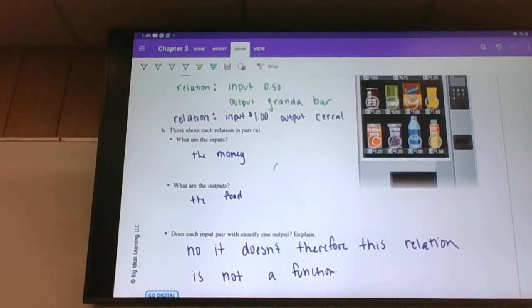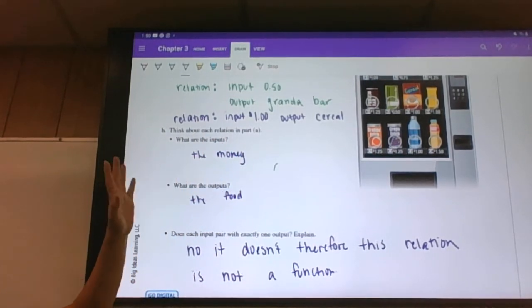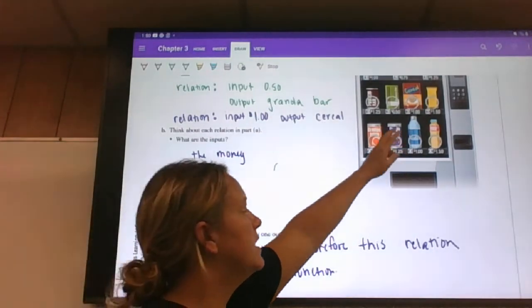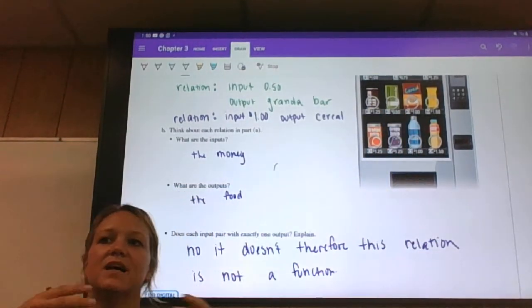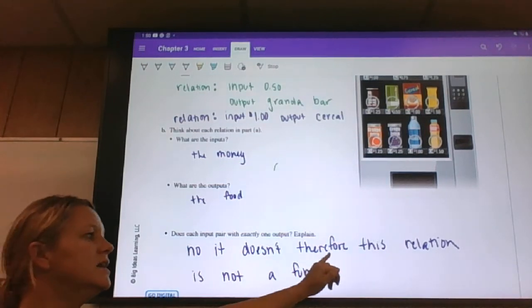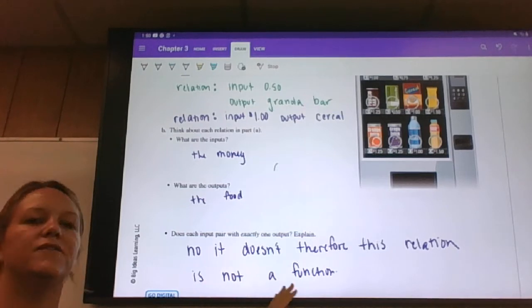All right. So, guys, this is the most important part of this. This is why we do this whole activity. No, it doesn't. So I could put in $1, and listen, if I didn't have a code, if I didn't have software, I put $1 in. I don't know if I'm gonna get out the cereal or the water. That is not a functioning relationship. In a functioning relationship, you put something in, and you know exactly what you're gonna get out. So this does not have exactly one input with one output. Therefore, this is not a function.